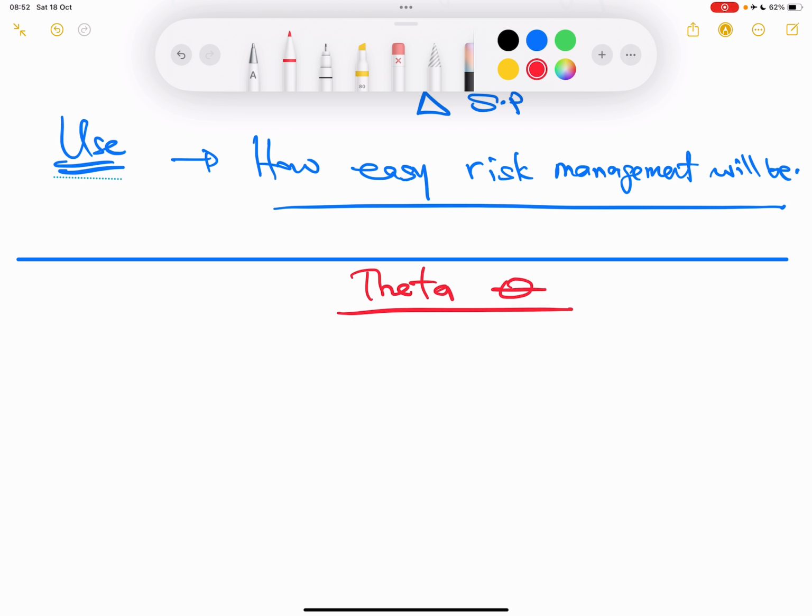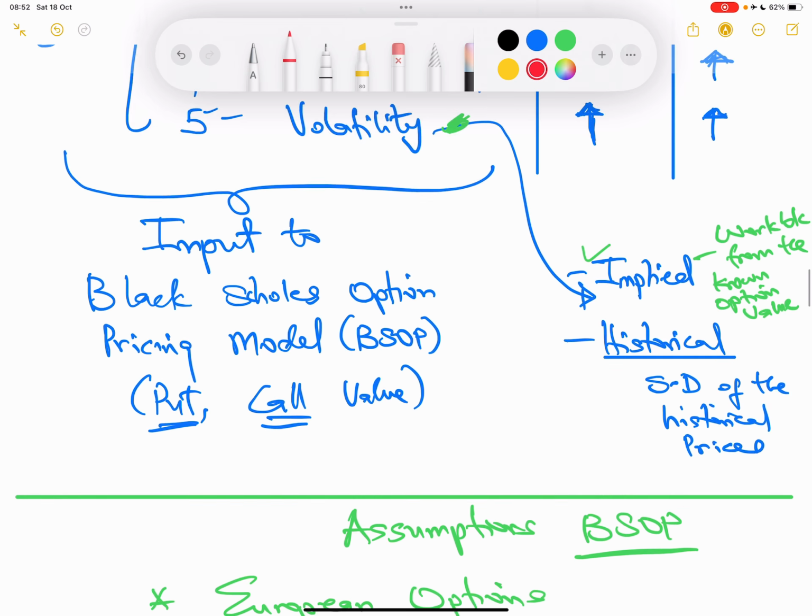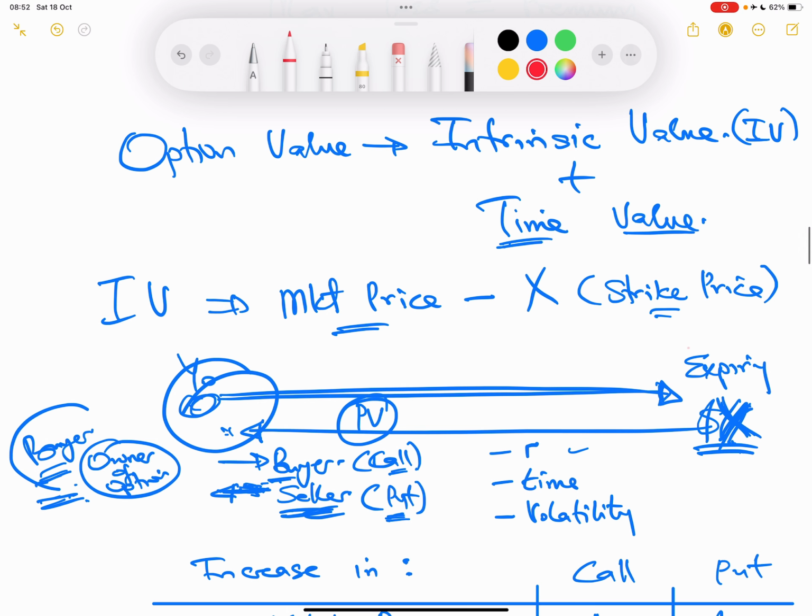Now, theta. Theta is slightly different. This one is a time measure metric. And what does this tell you? Remember, I said your option value comes from two sources: intrinsic value and time value. Time value is where theta is important, because for an option, remember, we're talking about you being able to discount back from the expiry to today. So this is the point where your time value will be the highest.